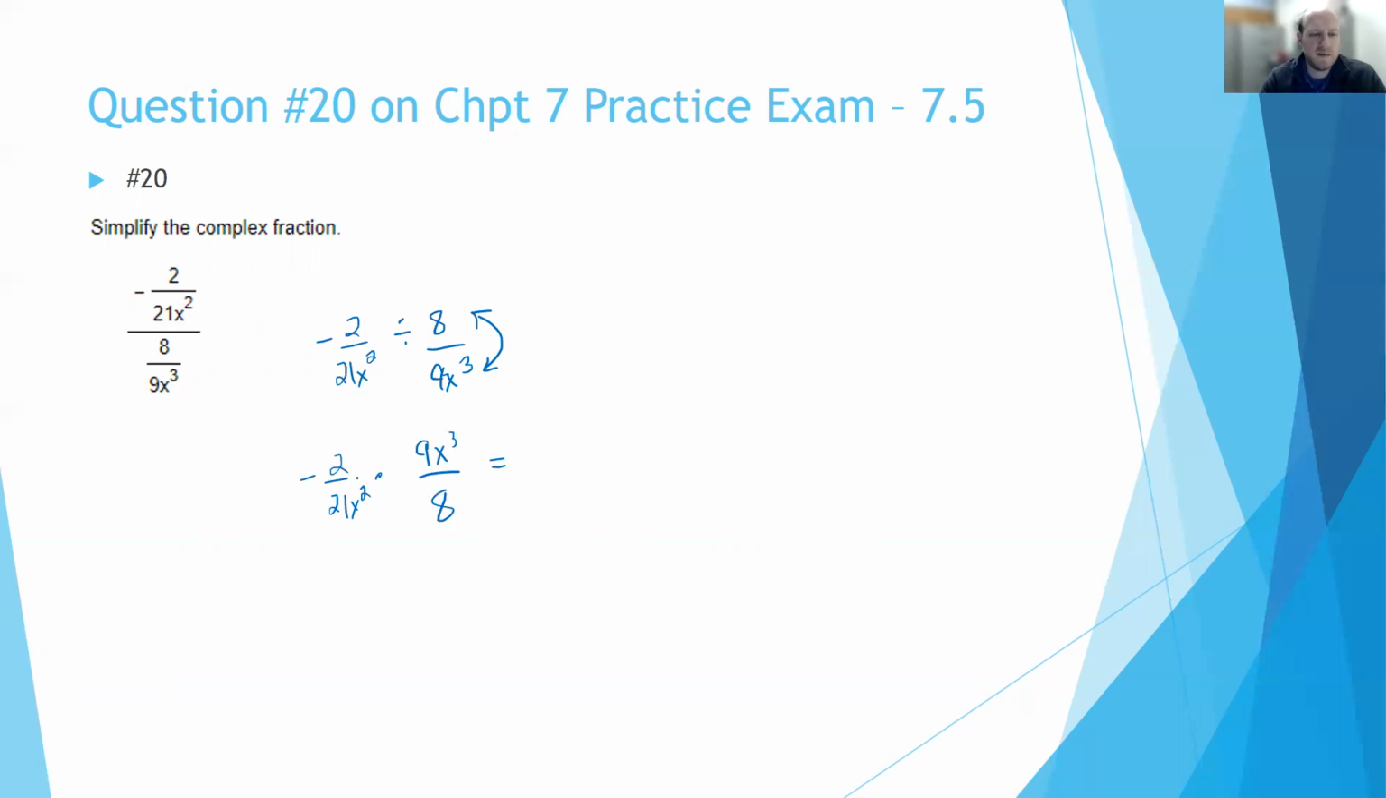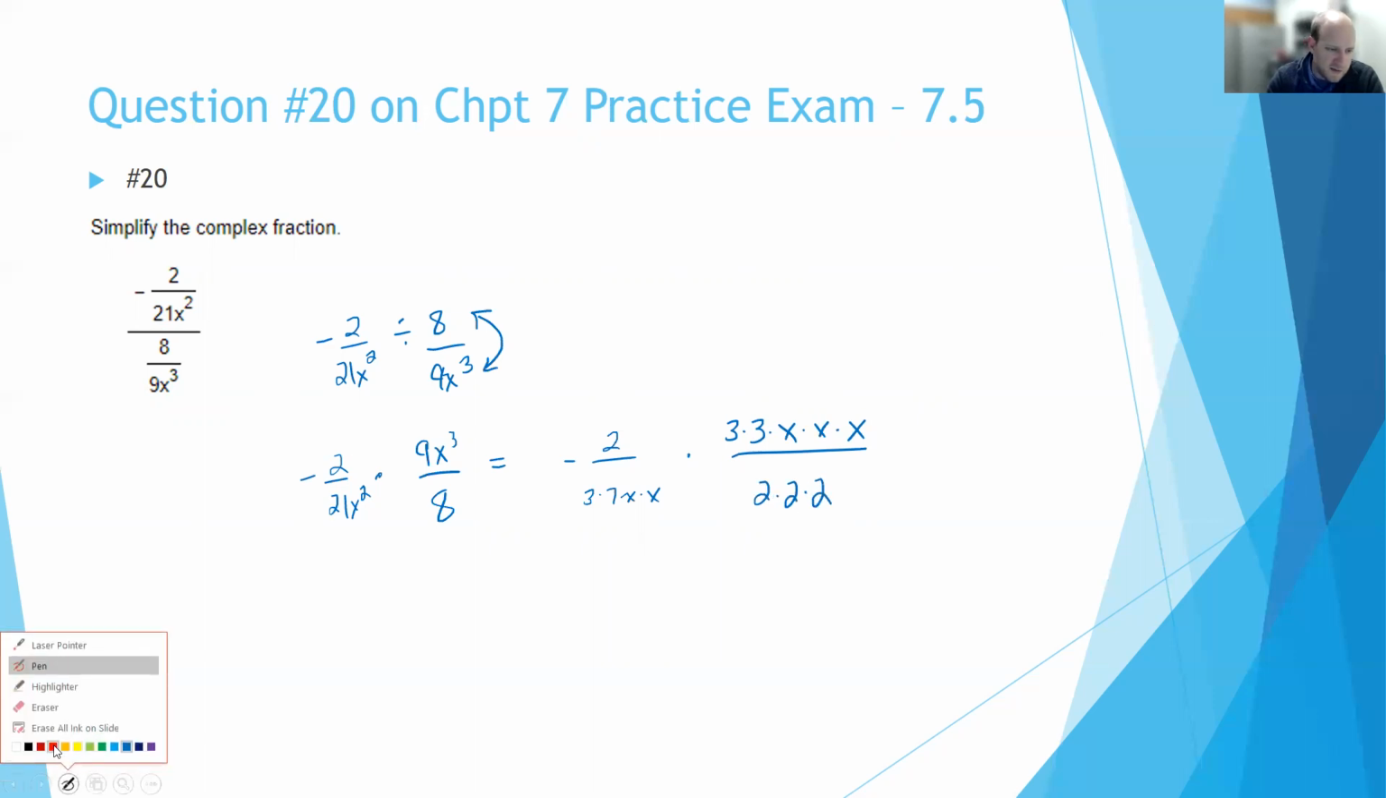Now what I'm going to do is write these again as a product of primes. So I have a negative 2 over 21x squared. That is 3 times 7 times x times x. And then 9x to the third is 3 times 3 times x times x times x, all over 8, or 2 times 2 times 2. And now that those are in a product of primes form, or just factored form, I can cancel.